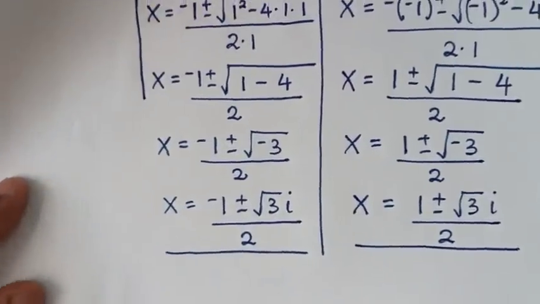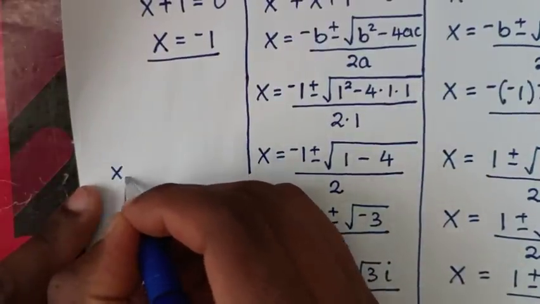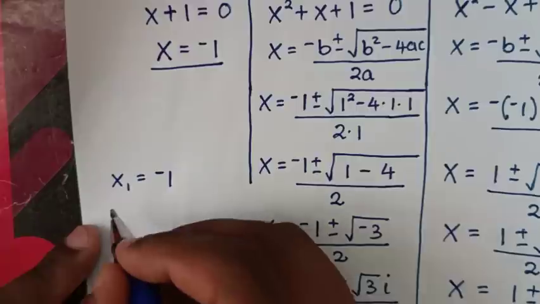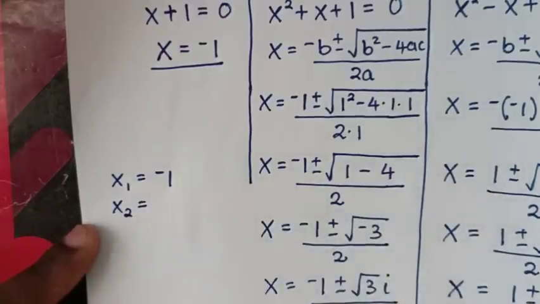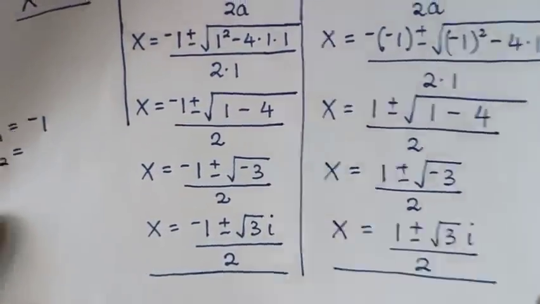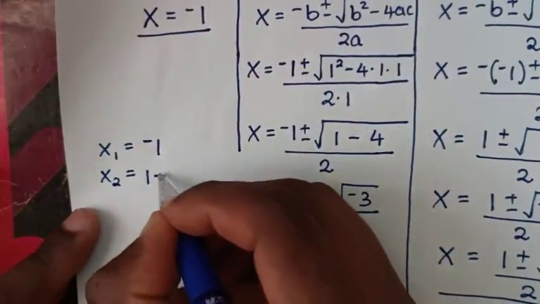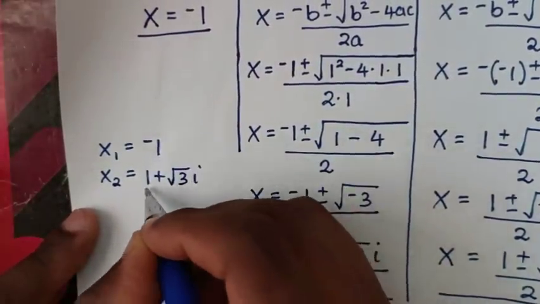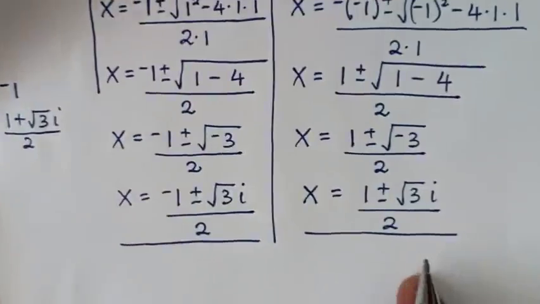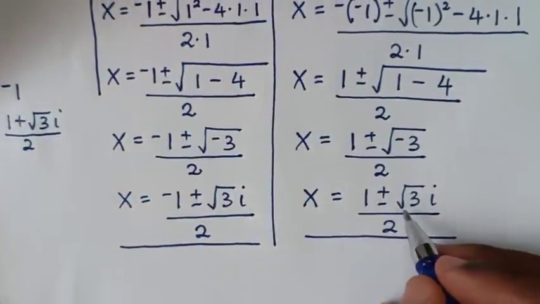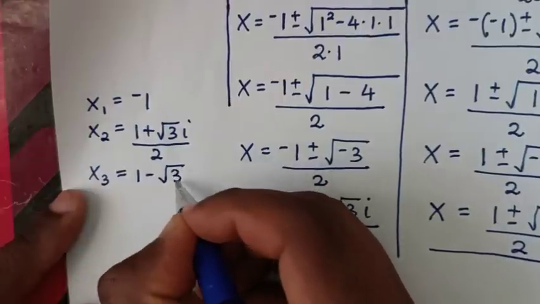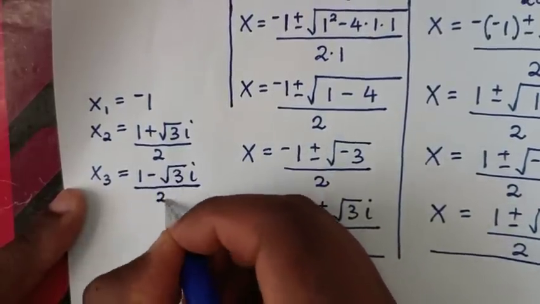Therefore, the conclusion from our problem: the first value of x is equal to this negative 1, which is the real solution. The second value of x is equal to, from here, when it is positive, 1 plus square root of 3i over 2. The third value of x is equal to, in here, when it is negative, 1 minus square root of 3i over 2.